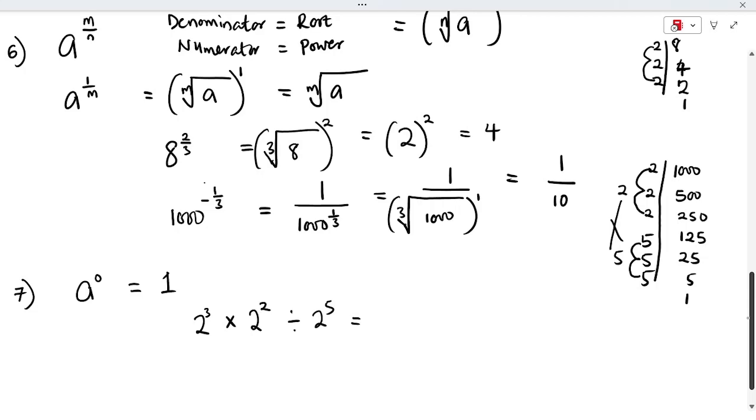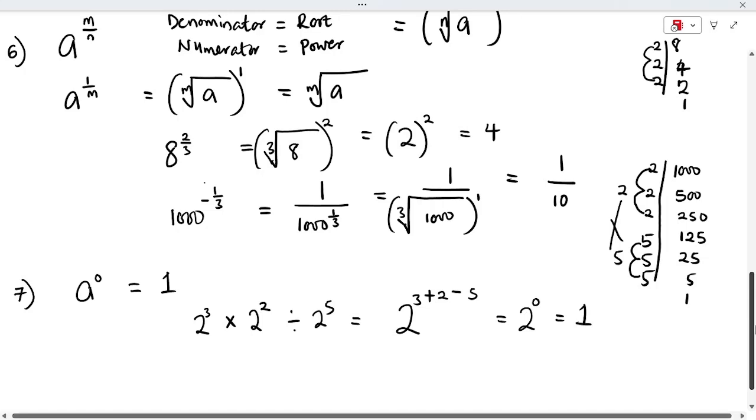You are dealing with multiplication and division. That means you just check if the bases are the same. 2, 2, 2. So the bases are the same. You pick one. The power here is 3. Because you are multiplying in this case, it becomes plus. The power here is 2. Because you are dividing in this case, it becomes minus. And the power here is 5. So what do you have? 2 raised to power 3 plus 2 is 5. 5 minus 5 is 0. Anything raised to power 0 is 1.